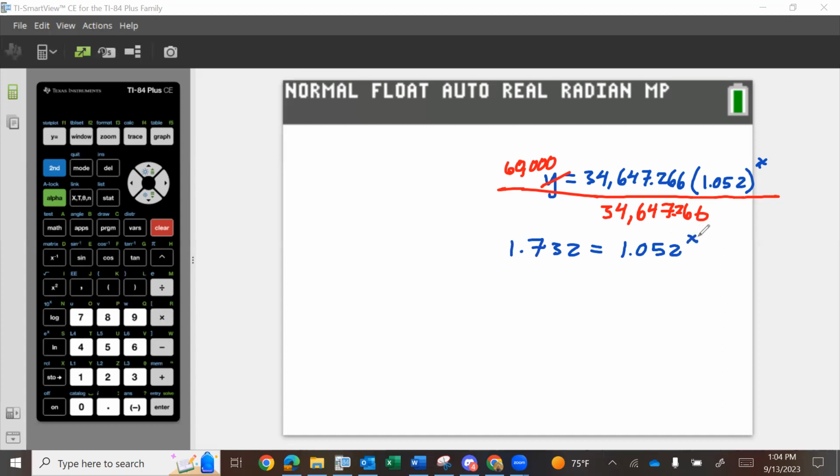Now how do we get this 1.052 away from the x? They're not being multiplied, so you can't just divide it away. And the 1.052 is not in the exponents. You can't just say, I'll just raise both sides to the same power and that'll work.